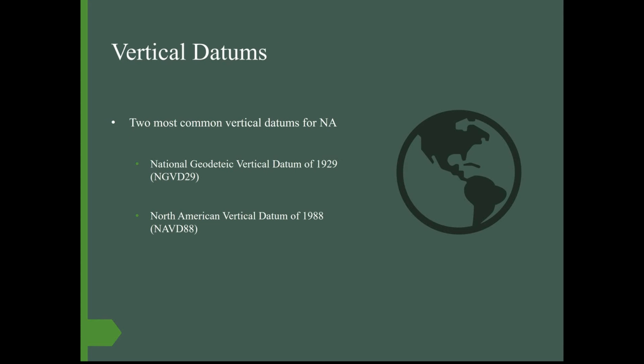So, our two most common vertical datums for North America are the National Geodetic Vertical Datum of 1929 and the North American Vertical Datum of 1988. In 2022, we're hoping that the NGS will release a new vertical datum, which will be a wonderful hybrid model of geoidal and sea level heights.